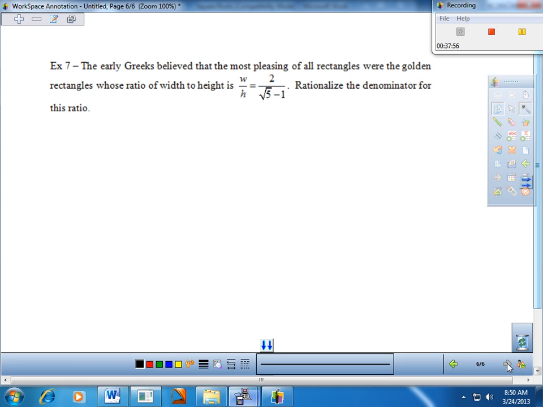Last one. I think I'll be very quick on this. I don't want to overplay the time. So just very quickly, the early Greeks believed that the most pleasing of all rectangles were what were called the golden rectangles, whose ratio of width to height is this right here. Rationalize the denominator for this ratio.